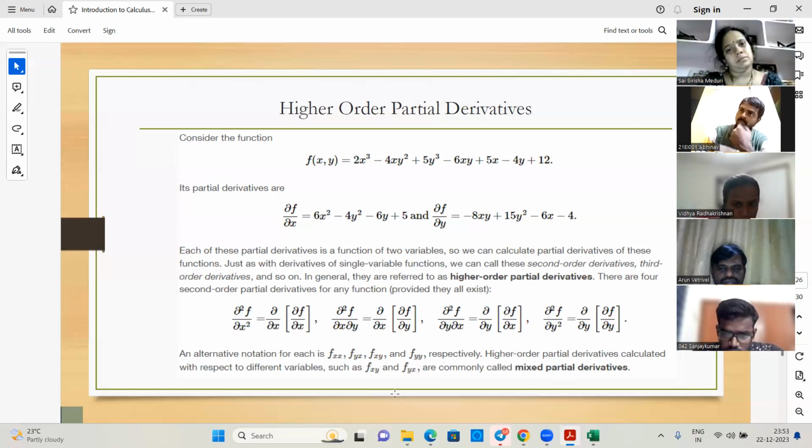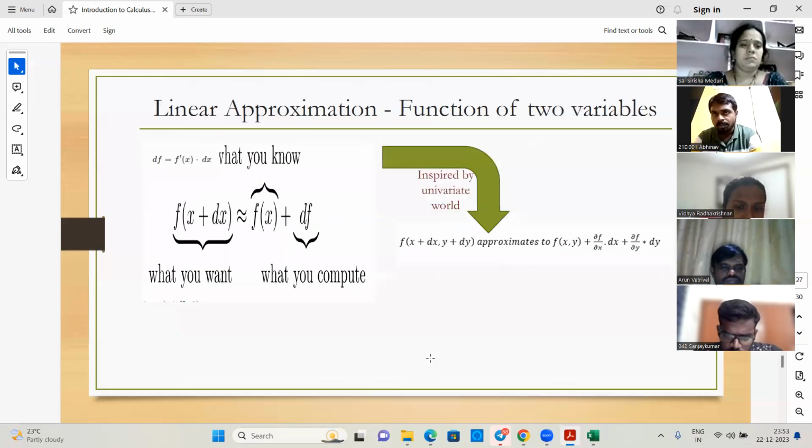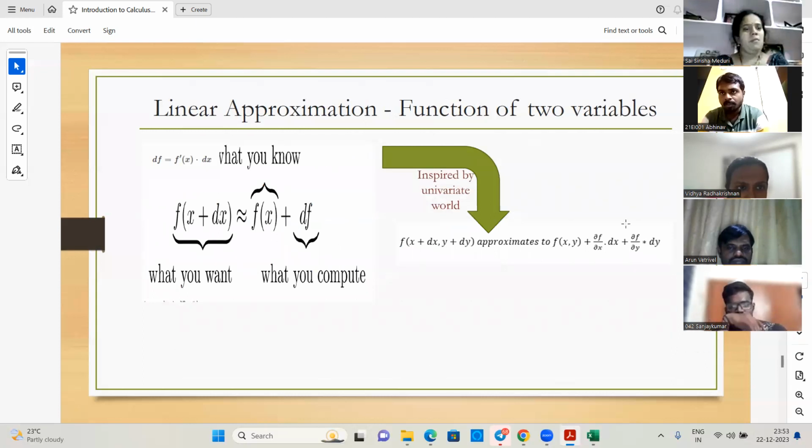In the partial derivative world, this is represented as fxx, fyx, fxy, and fyy. That's how you represent it. Now here it is, folks. I won't go to the second order. We'll do it in the next class.